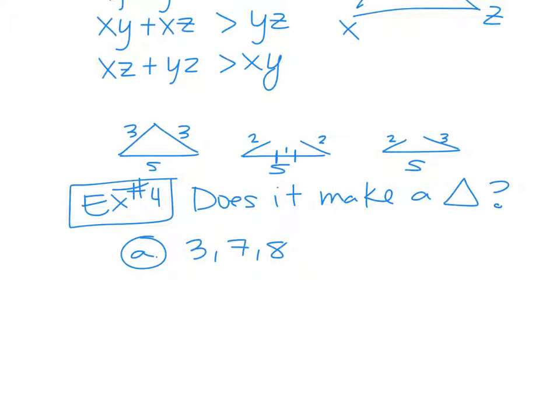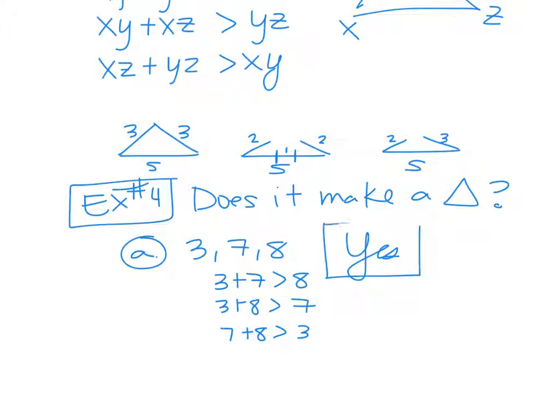No. Yes, you can, right? Because basically we're saying 3 plus 7 has to be greater than 8. Is that true? Yes. 3 plus 8 has to be greater than 7. Is that true? Yes. And 7 plus 8 has to be greater than 3. Is that true? Yes. So if all three of those work, where you add 2 and it's bigger than the third, then you would say, yes, that's going to make a triangle.